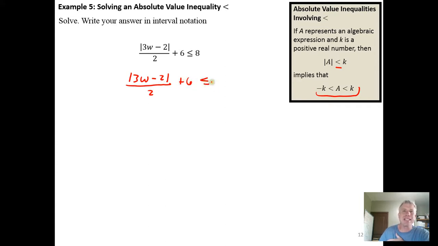How exciting is this? And the goal is the same as it was for an absolute value equality. It's to isolate completely the absolute value symbol before you do anything.